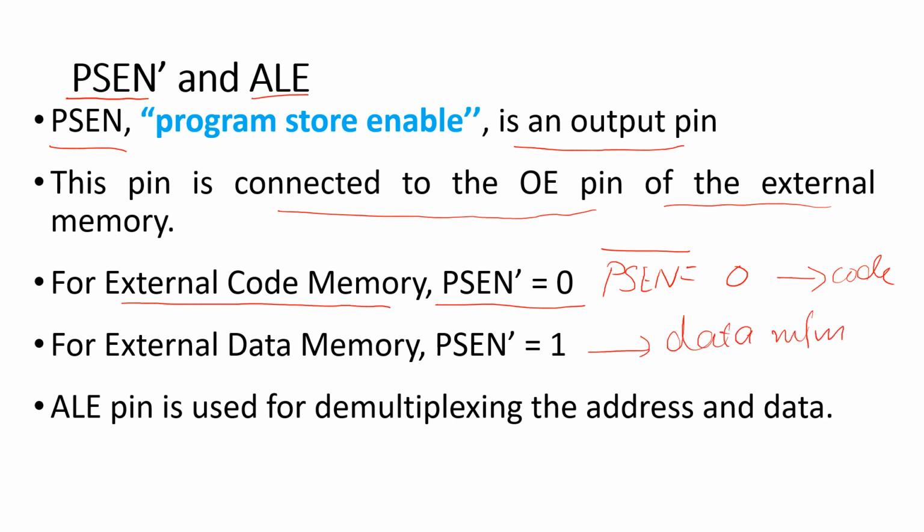Since we have separate external code memory and data memory of 64 kilobytes each, to access the individual memory, we can make the program store enable bit low or high. And we have an ALE pin, which is called the address latch enable pin. It is used for demultiplexing the address and the data, which is utilized by port 0 and port 2 of the 8051.